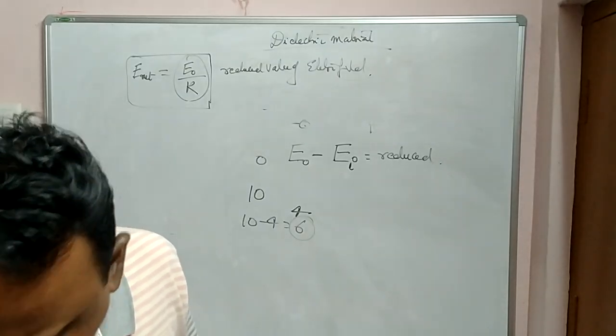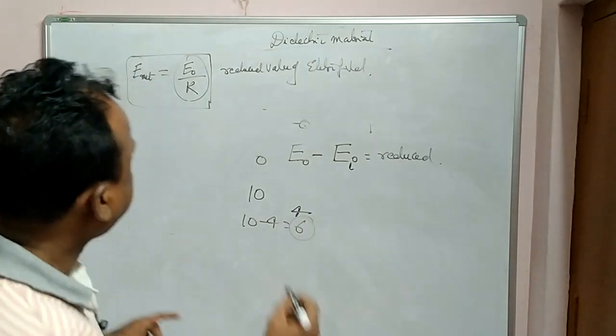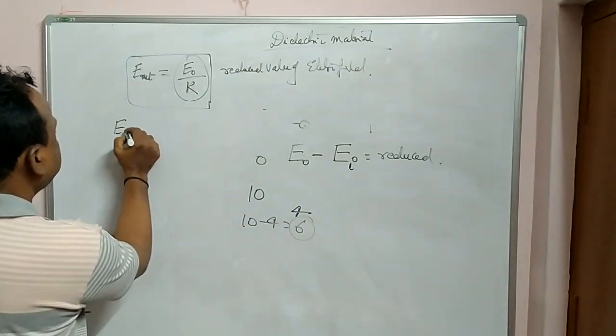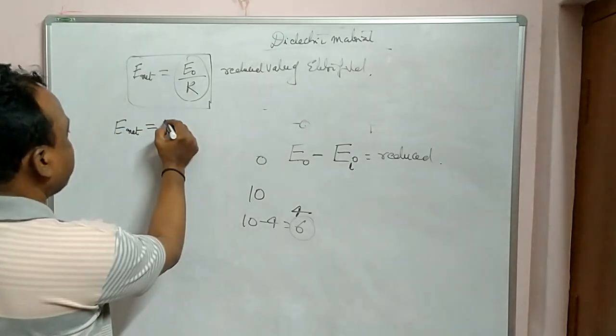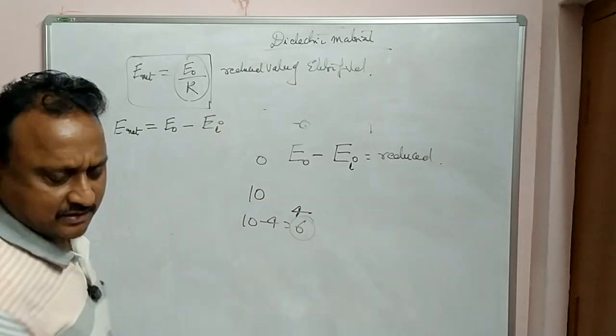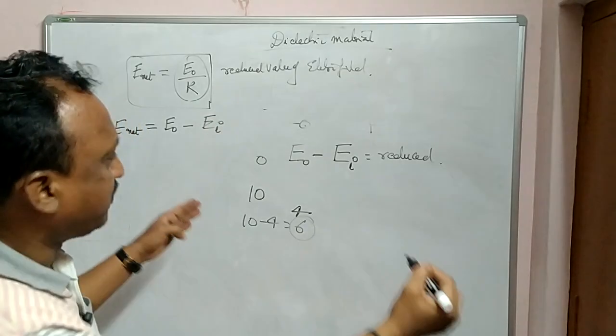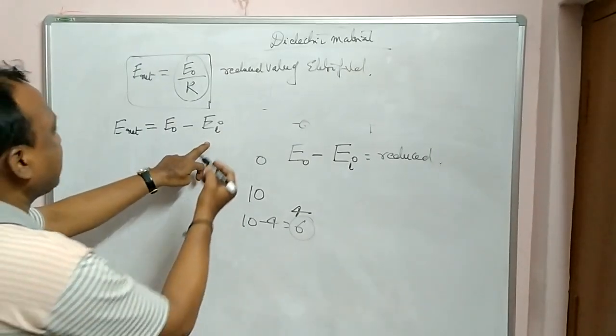Clear? And we have a formula also. You can copy this one. E net, the electric field, is equal to E original, before, minus EI. EI is the induced electric field due to the dielectric material. Okay? So this is nothing but what?